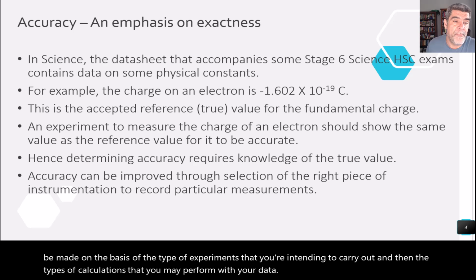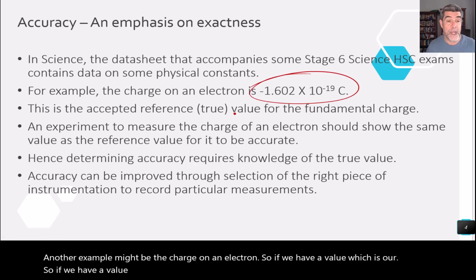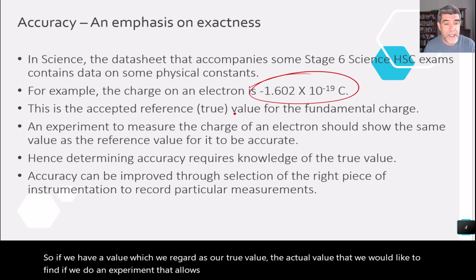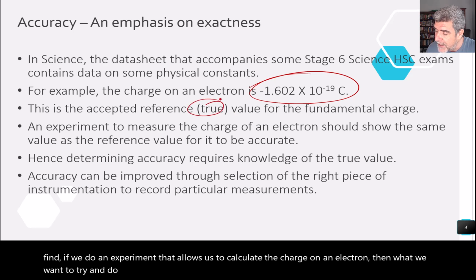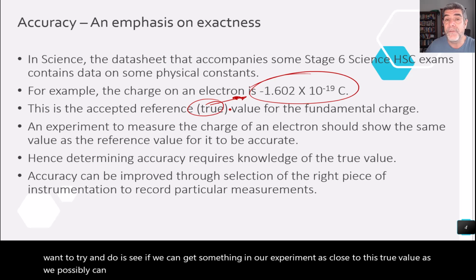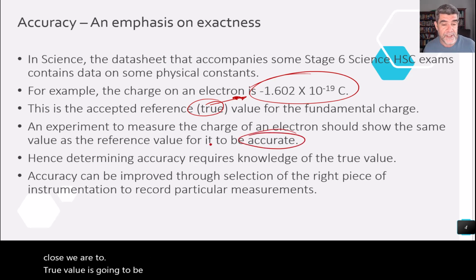Another example might be the charge on an electron. So if we have a value which we regard as our true value, the actual value that we would like to find, if we do an experiment that allows us to calculate the charge on an electron, then what we want to try and do is see if we can get something in our experiment as close to this true value as we possibly can. The degree of closeness, or the emphasis on exactness in terms of how close we are to this true value, is going to be affected by accuracy.